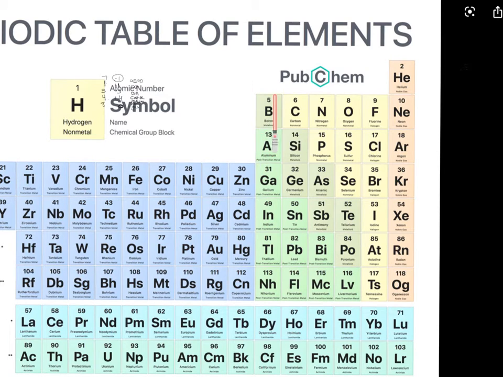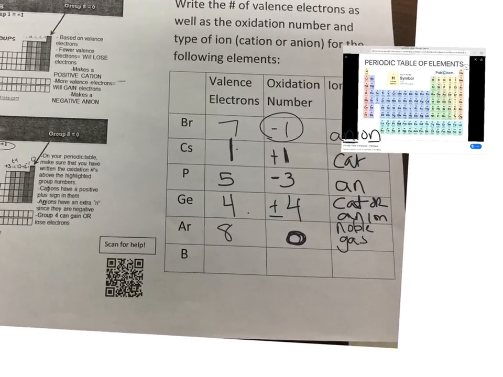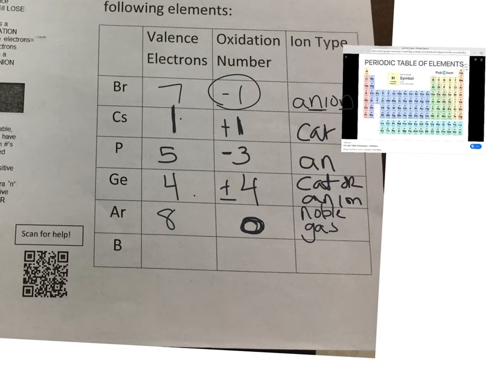All right, so boron is in this guy over here. We're in the +3 column, which means it has 3 valence electrons. Is it easier to give up 3 or to do all the work and gain 5? It's easier to give up those 3, so we're going to say that it's going to give 3, and that makes it a cation. All right.